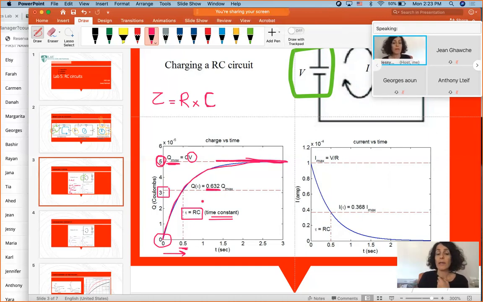Okay? How do we find the time tau? It's either experimentally using the graph, or we can simply do tau is equal to RC.